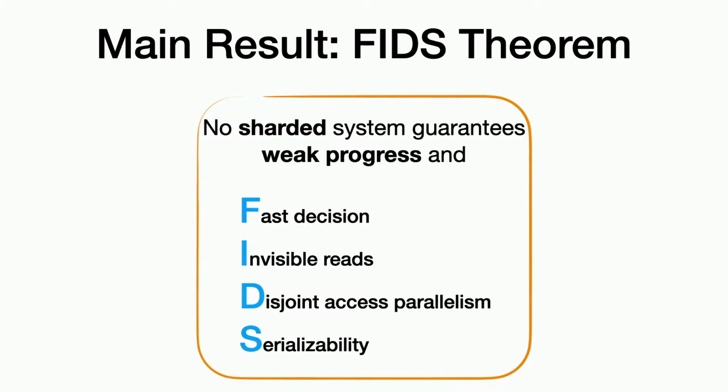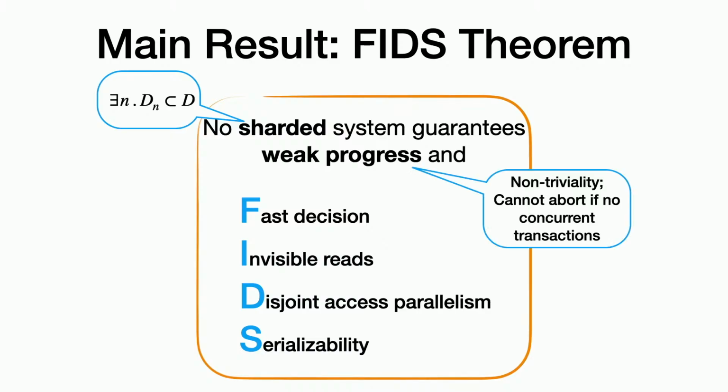So sharded means that there's at least one node that doesn't have the entire data set. Okay, so my data isn't just copied in its entirety on all the nodes. So no, a sharded system guarantees some non-trivial weak progress, which just says you don't always abort all the time. And these four properties.